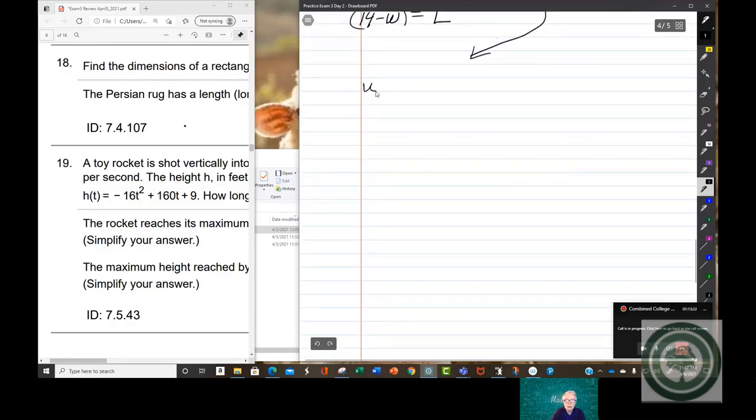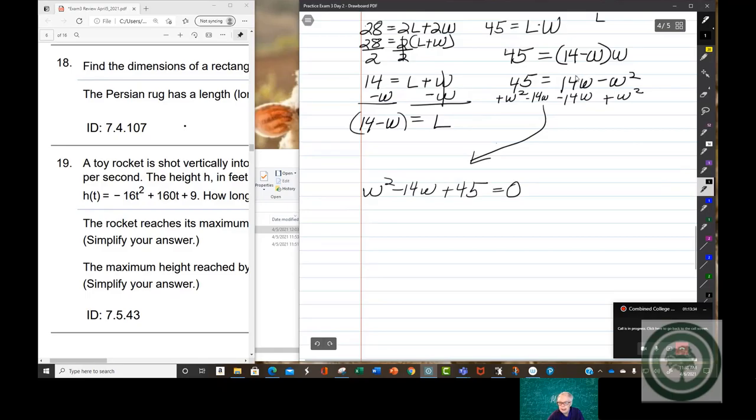So what I have over here now is, let's come down here, 40w squared minus 14w plus 45 equals 0. Let me make sure I wrote it correctly. Yes, minus 14w from both sides, plus w squared from both sides. Still makes life a little easier.